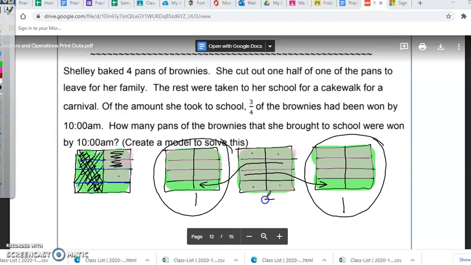So, 5 pieces out of 8, and then I have 1, 2 wholes. Okay? So we have 2 and 5 eighths. Now, what you might be wondering is, how does this problem relate to the original problem? I know this is going to look funny for a second, but I'm going to do it anyway.